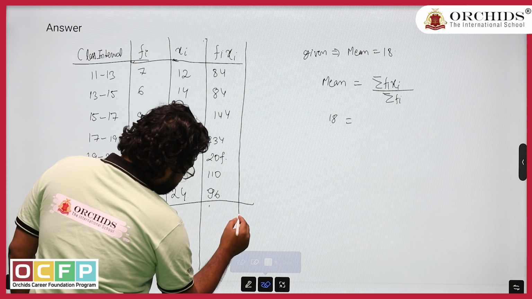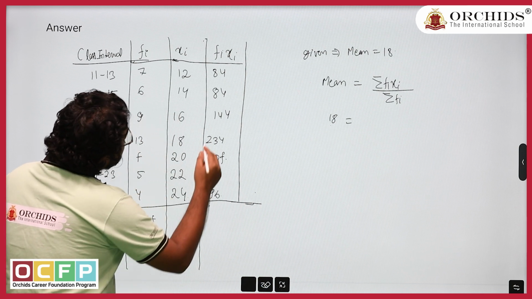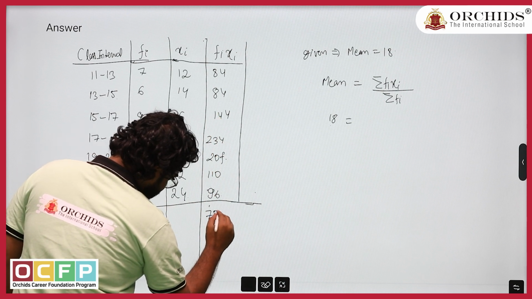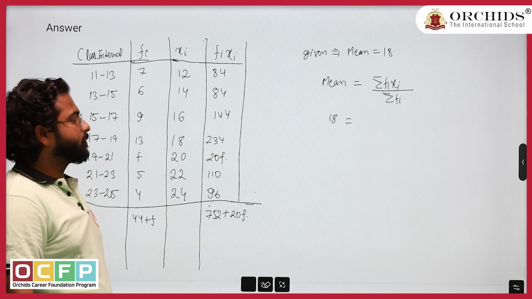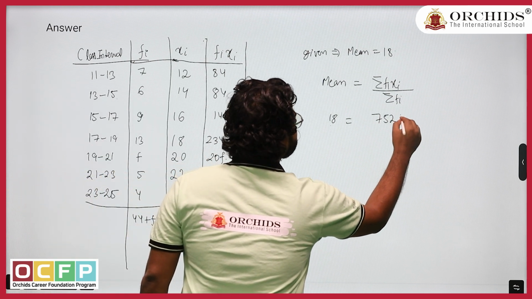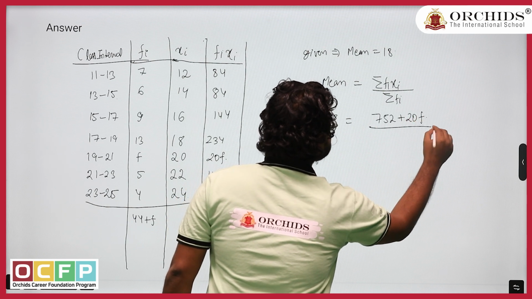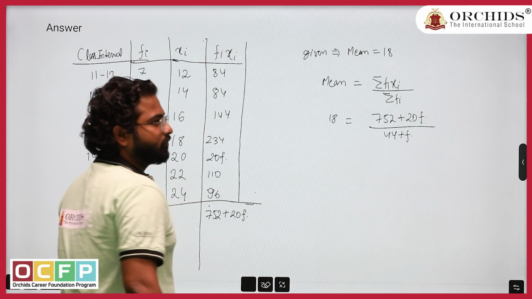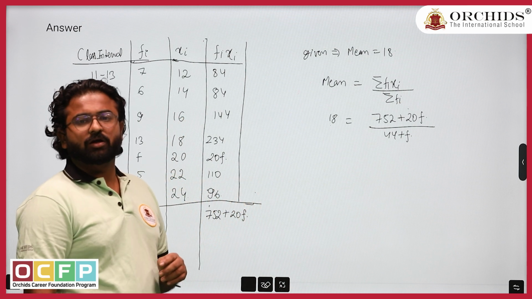Let me erase this one part a little bit. How much am I getting here, adding this and all? So here I am getting 752 plus 20f. Put the value. 752 plus 20f divided by 44 plus f. Now we can see that one variable is there, we have one equation, so we can easily solve it.